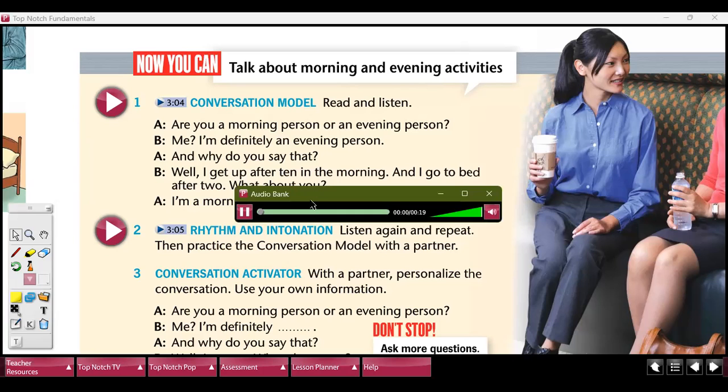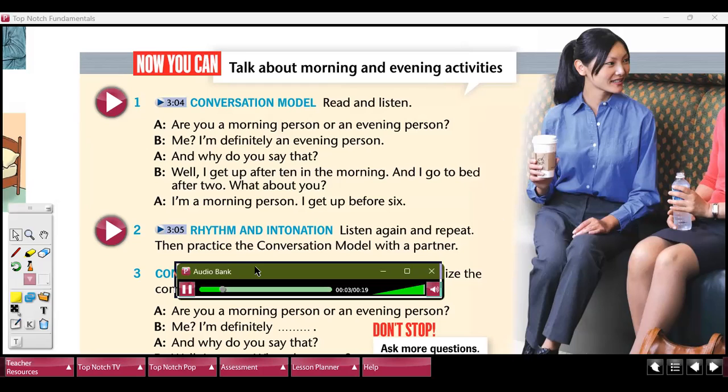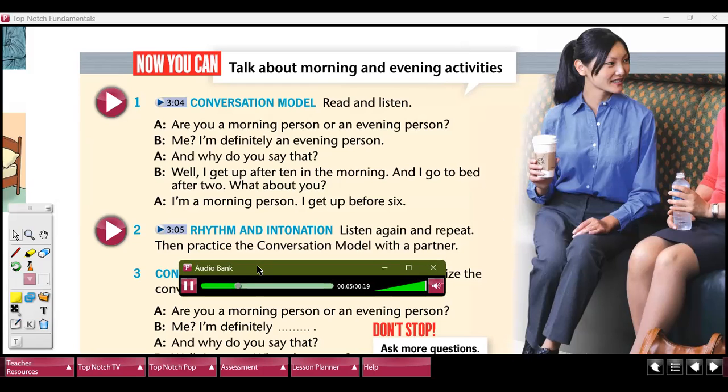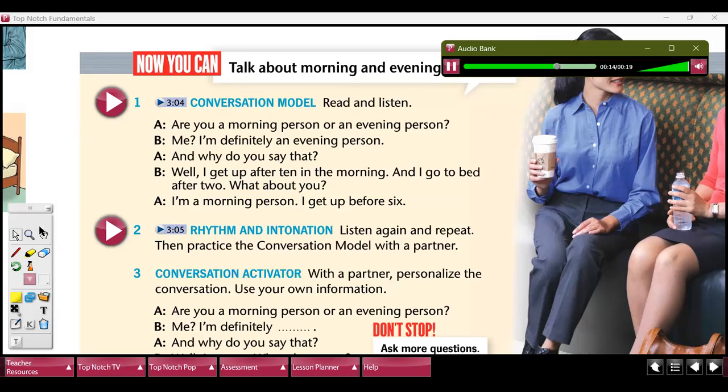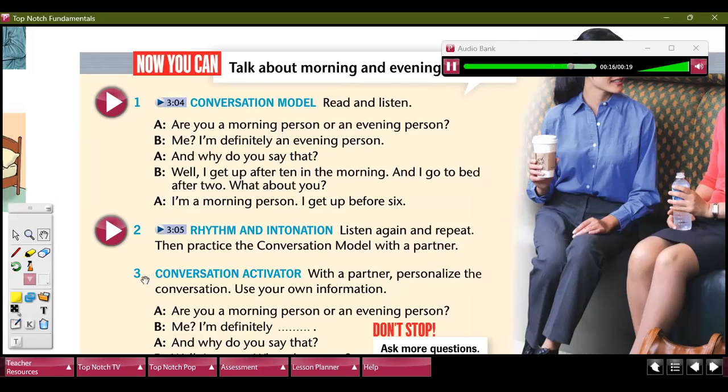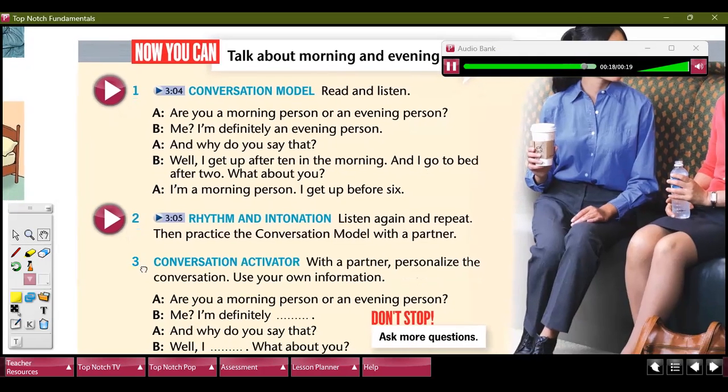Read and listen. Are you a morning person or an evening person? Me? I'm definitely an evening person. And why do you say that? Well, I get up after 10 in the morning, and I go to bed after 2. What about you? I'm a morning person. I get up before 6.